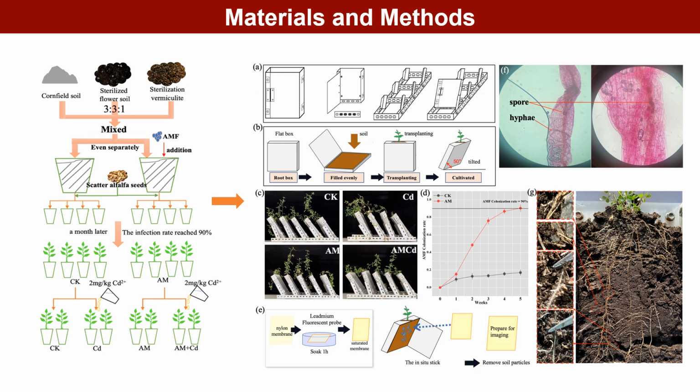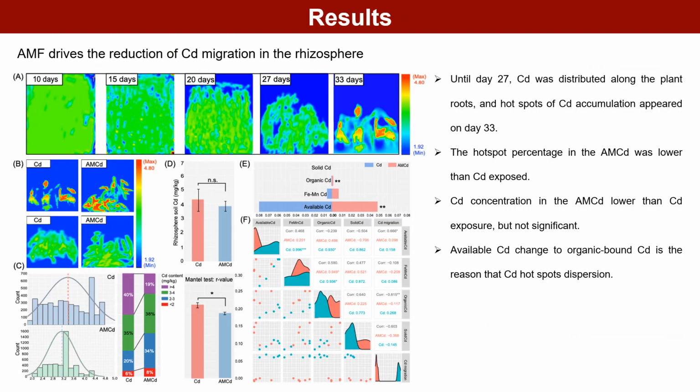The first is the fluorescent dye protocol as shown in the figures, and the rhizosphere soil was collected for parameter determination and high-throughput sequencing of microbes. The next is the results.